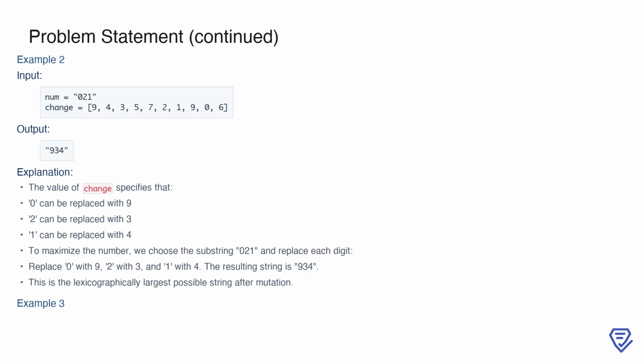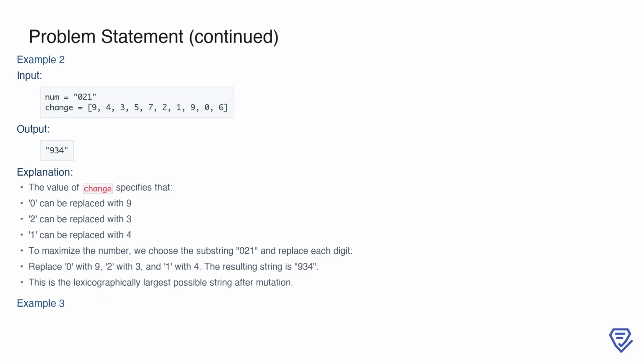Now, let's look at the second example, where number is 021 and the change array is 9, 4, 3, 5, 7, 2, 1, 9, 0, 6. Here, the change array specifies that 0 can be replaced with 9, 2 with 3, and 1 with 4. To achieve the largest possible number, we select the substring 021 and replace each digit. Specifically, 0 becomes 9, 2 becomes 3, and 1 becomes 4. This transformation results in the string 934, which is the lexicographically largest value we can obtain.